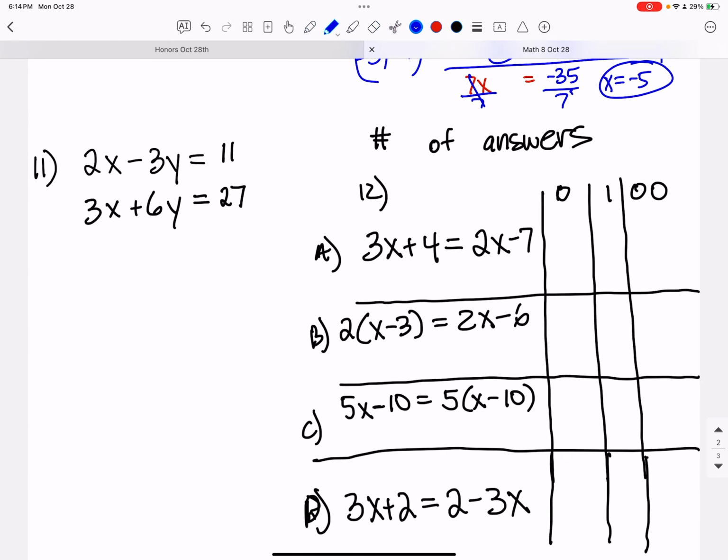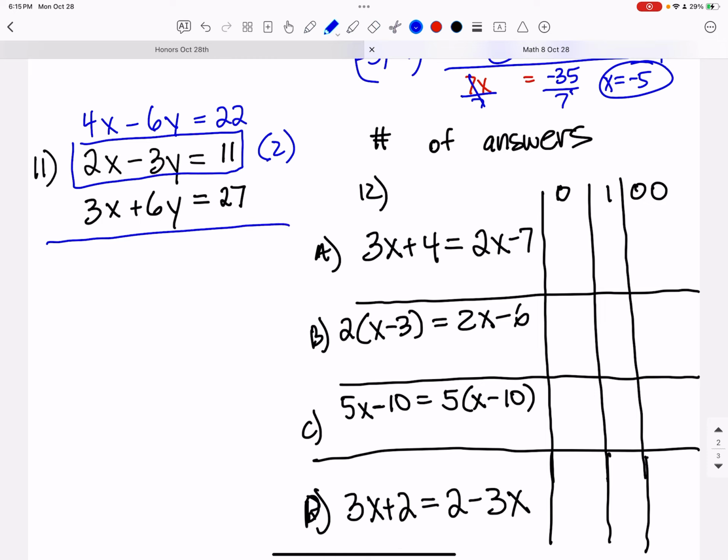All right, let's see. I'm going to multiply this one by 2, because I'm going to take this whole row and multiply it by 2. And when I do, I get 4x, negative 6y, and 22. So I made all the numbers twice as big. Why did I do that? Because 4x and 3x, now I have 7x. The reason I did that is because now I have negative 6y and positive 6y, and the y's kill each other off, which is great for us. 22 and 27 is 49.